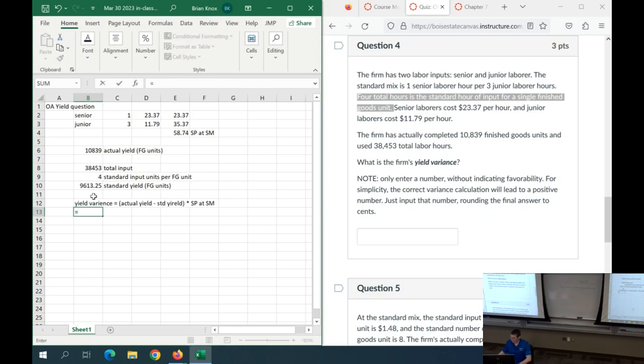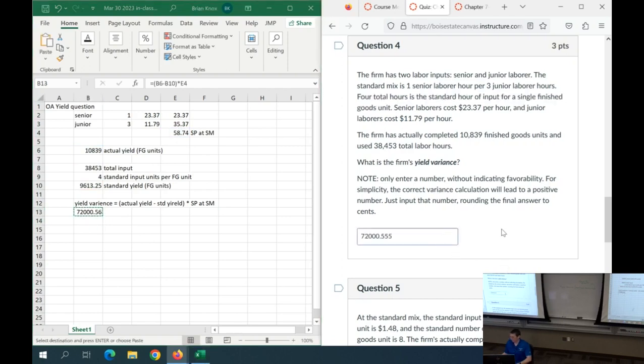So I'm just going to do that in the cell. Actual yield minus standard yield, all times our standard price at standard mix. So that should be our answer for this question right here. And we can round it to cents. Does that look okay? Yeah.